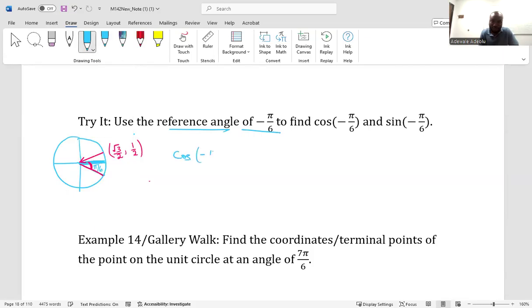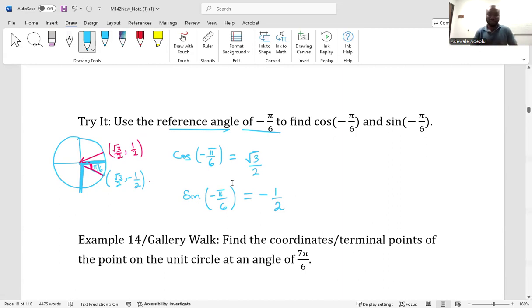So cosine of negative pi over 6 is, now, it means we have the same terminal points, but the sign will be different. For here, x is positive. However, y is negative. So cosine of negative pi over 6 is root 3 over 2, and sine of negative pi over 6 is minus 1 over 2. It is as simple as that.